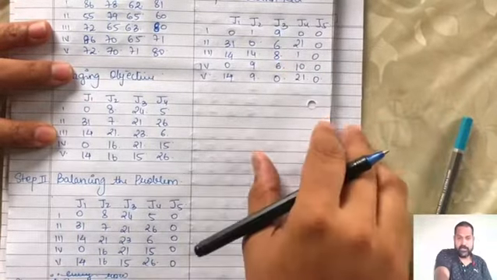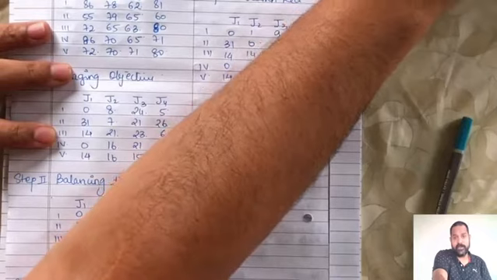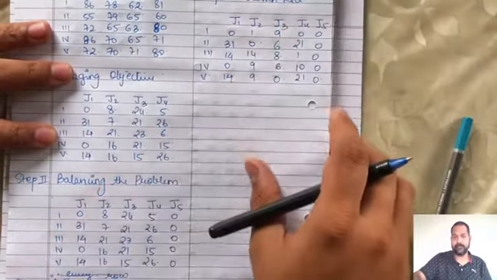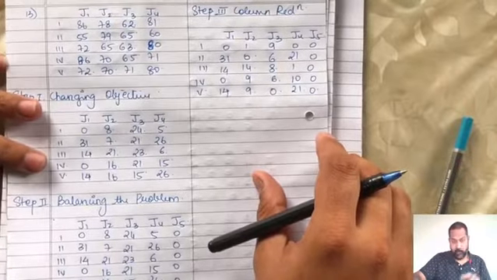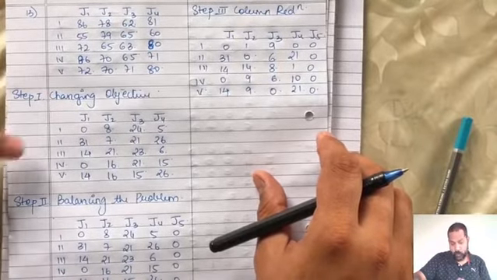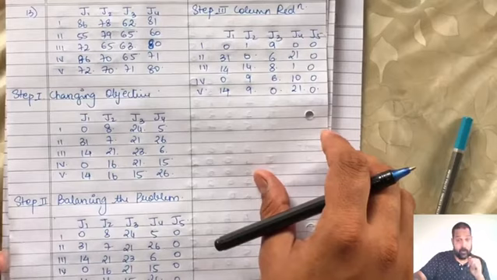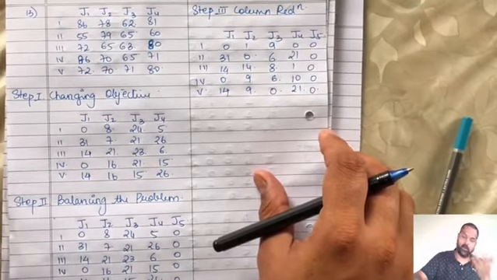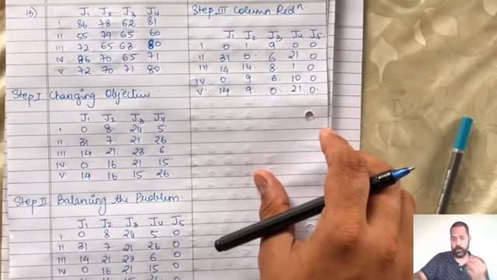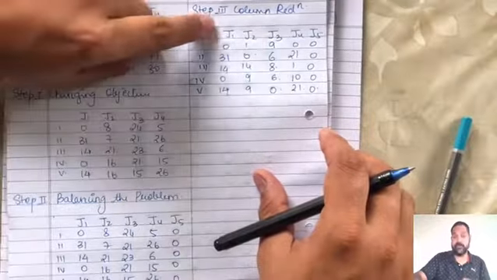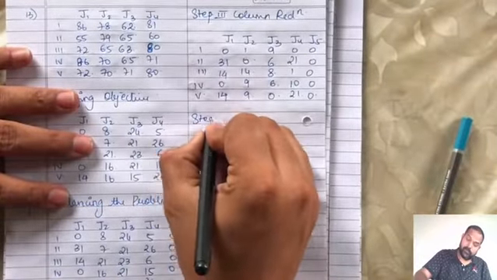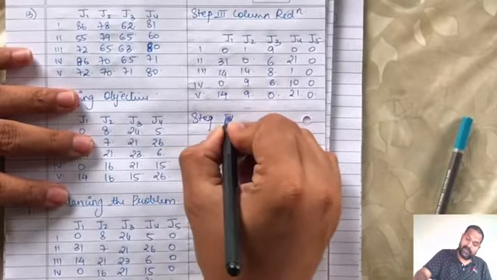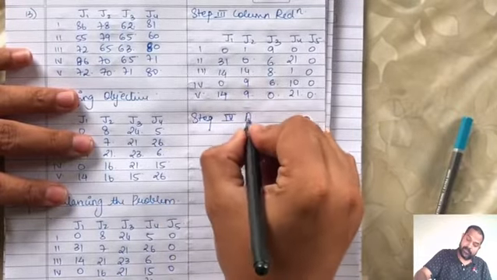Step 1 row reduction. Step 2 column reduction. And now we come on to step 3. And that is assignment. The only difference here is step 1 was changing objective. Step 2 was balancing the problem. Step 3 was supposed to be row reduction, but it already has a 0 in every row, not required. So we moved on to step 3, which is column reduction. And now we go to step 4, and that is assignment.